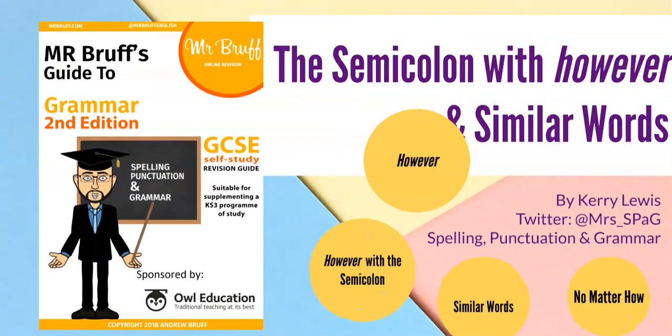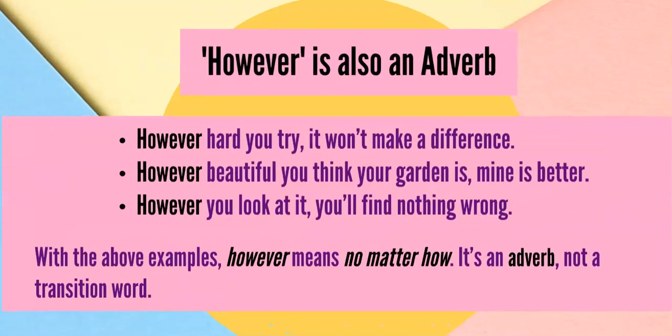Finally, the word however can mean something else. It can mean no matter how. When it means no matter how, it becomes an adverb. Let's look at some examples. However hard you try, in other words, no matter how hard you try, it won't make a difference.